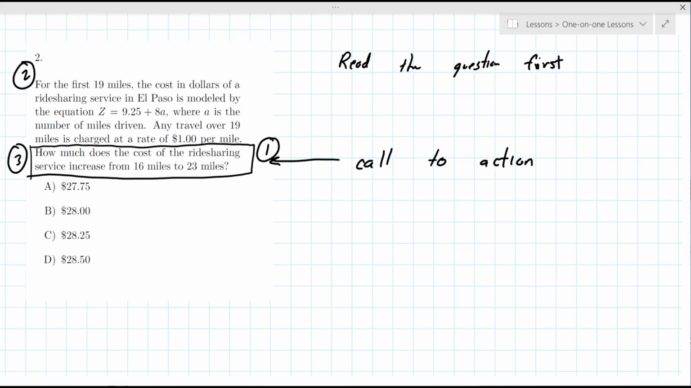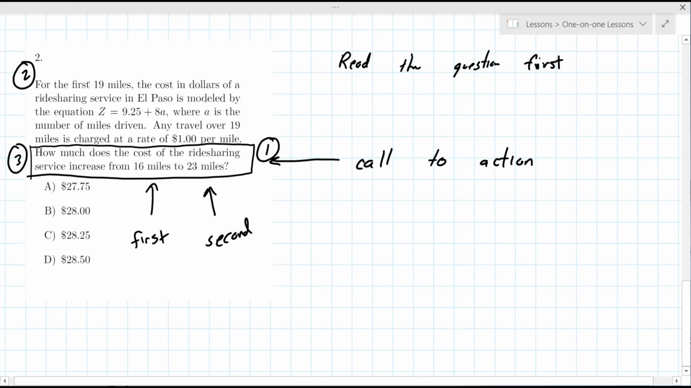Depending on the length of the prompt, sometimes the question is very straightforward, and you don't have to go back and get all the information, but we'll try that here. So how much does the cost of the ride sharing service increase from 16 miles to 23 miles? So to me, it sounds like we're going to have to do something for 16 miles. So this is the first thing we're going to do. And then we got to figure out what it costs for 23 miles. And then if it's increasing, we're going to find the difference between them.